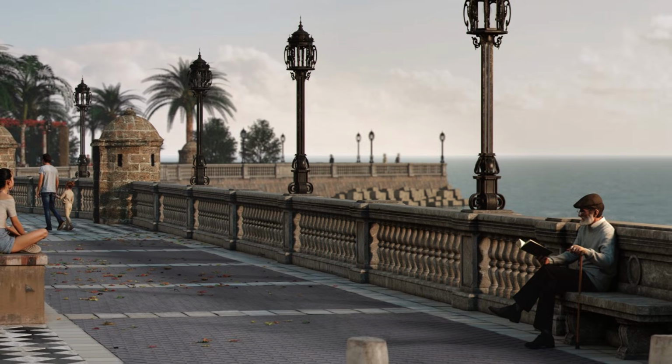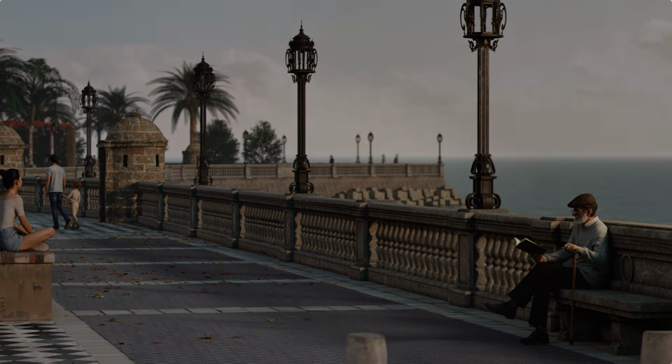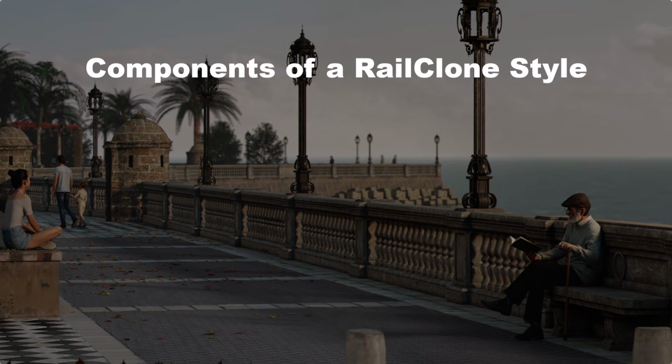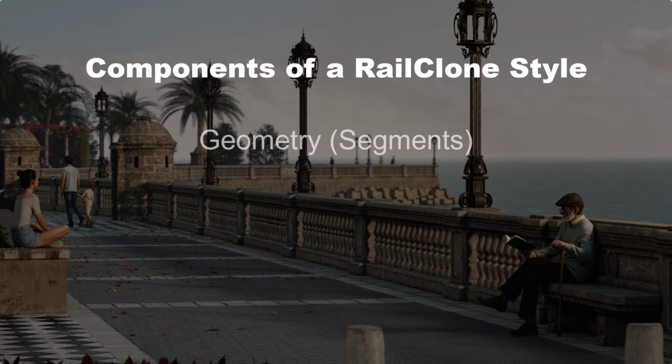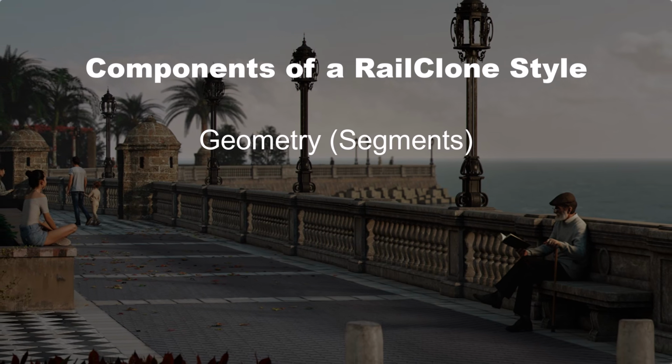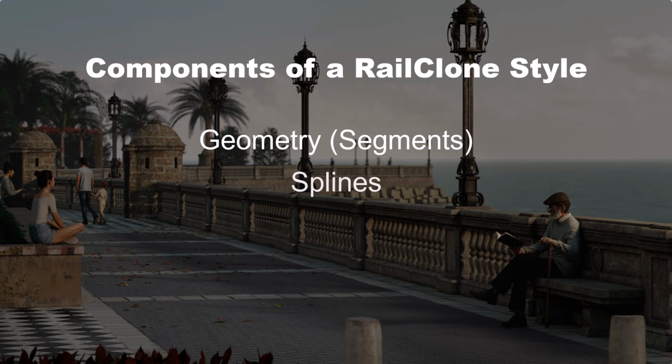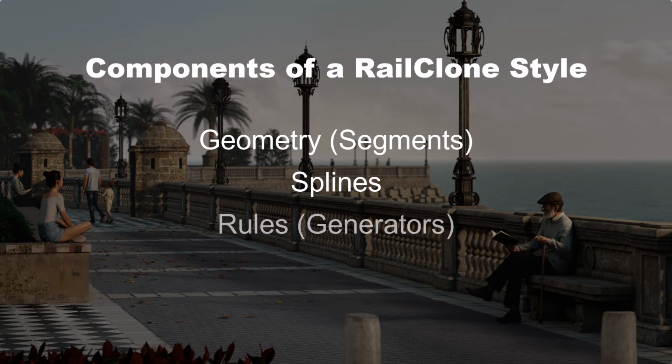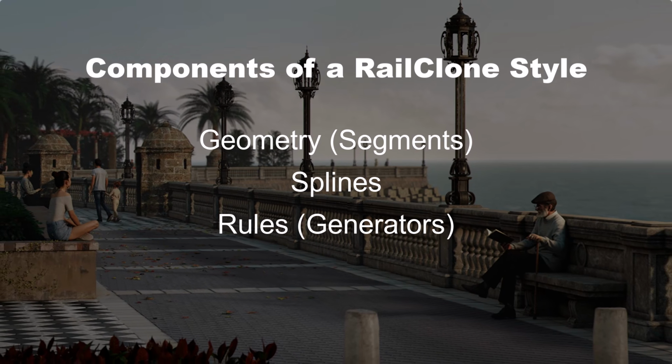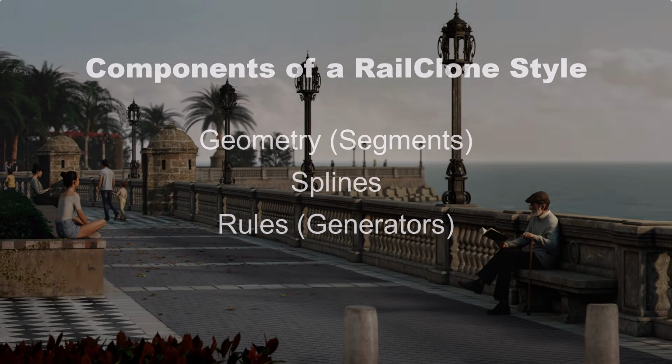Before we look at the RailClone setup, it's important to understand the components that make up a procedural style. At its core, RailClone is about combining geometry, which we call segments, along splines using a set of rules to generate a parametric object. Let's look at each of these in more detail.